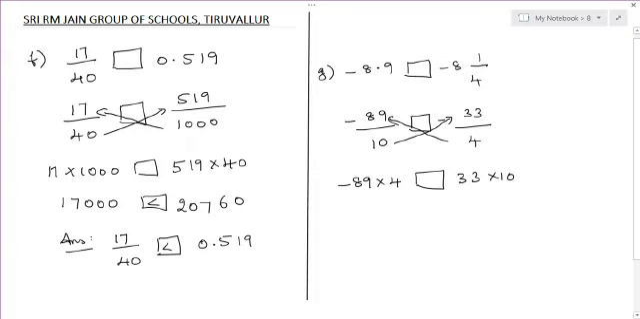So you know 4 9s are 36, 3 and 4 8s are 32 plus 3 is 35 and I have a negative sign. Here it is minus 330. So when you compare both the negative numbers, again the least number is the greater one. So minus 356 is less than minus 330. So your answer: minus 8.9 is less than minus 8 1 by 4.